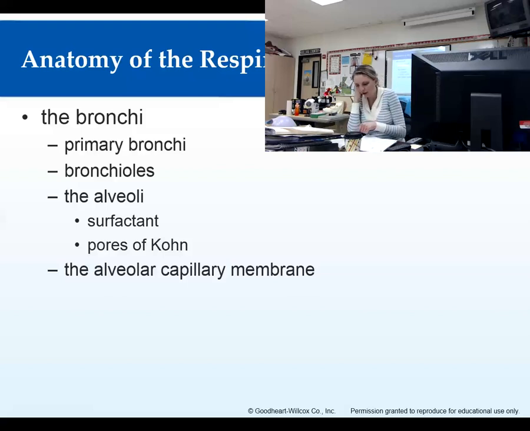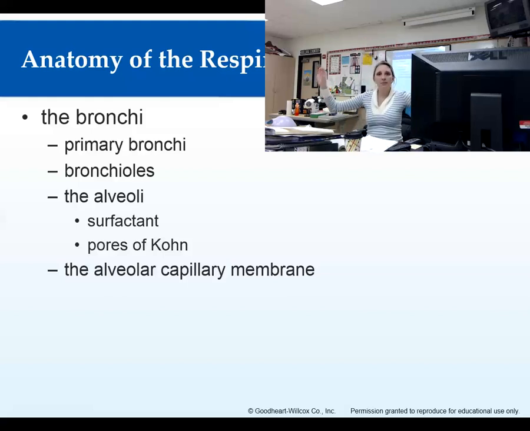Okay, let's look at alveoli. Alveoli is something that you've heard before. We've talked about it before, it may have been a while. Alveoli is plural, alveolus is just one. It looks like a cluster of grapes. It's a little structure within your lungs.